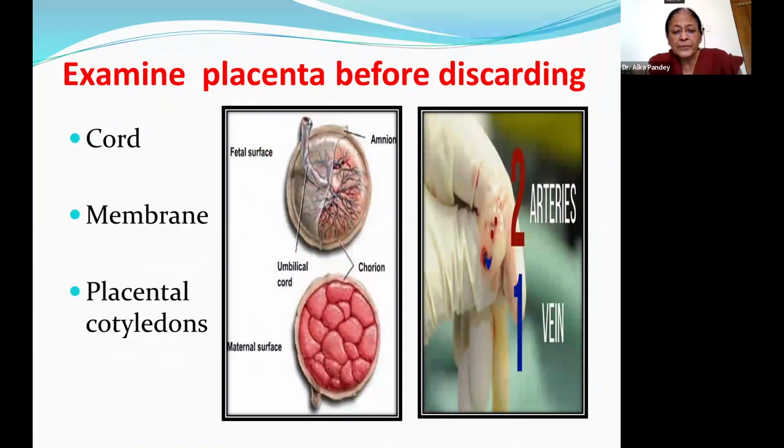Once the placenta comes out, what you have to see? You have to see for the cord, you have to see for the membrane, and you have to see for the placental cotyledons. Whether any cotyledon, this is the maternal surface, and you have to see whether any lobe of placenta is missing. Or for the umbilical artery, you can see whether it is one artery or two arteries. Next.